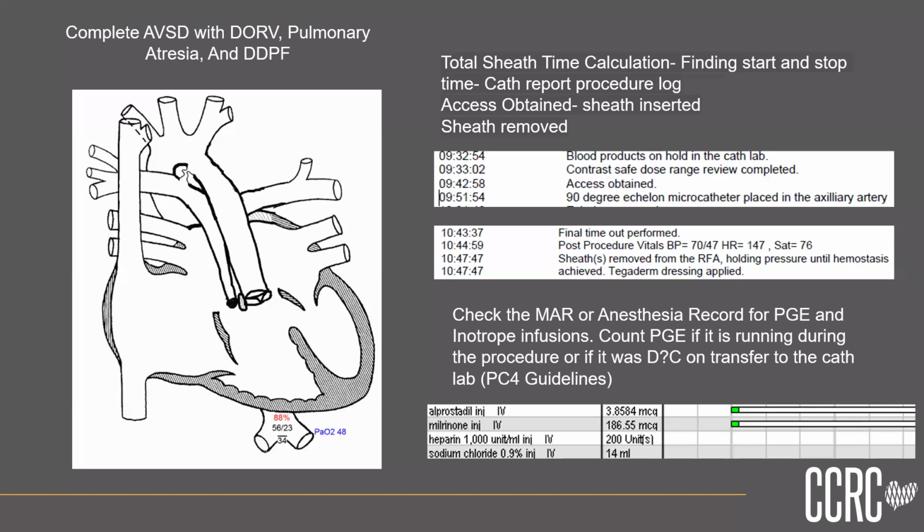Checking for inotropes and prostaglandins. If it's not in the record itself, sometimes the attendings will put in the cath record that PGE was on during the cath. Or you can look like this: I looked right in the anesthesia record and you see the alprostadil, the PGE, is on, and then milrinone. So that's an inotrope. I can quickly glance and see that those things were on.